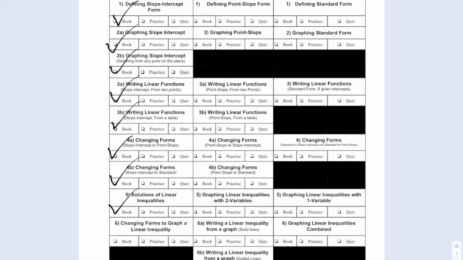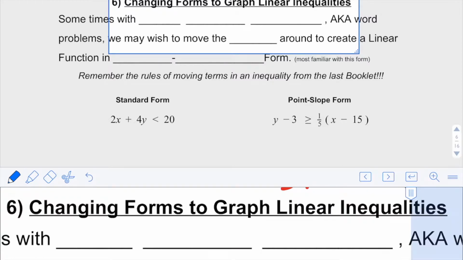Hello Algebra 1 students, here we are in Unit 5, Lesson 6 of Tier 1, changing forms to graph a linear inequality. Check off your booklet please. Here we are in Tier 1, Lesson 6, changing forms to graph linear inequalities.